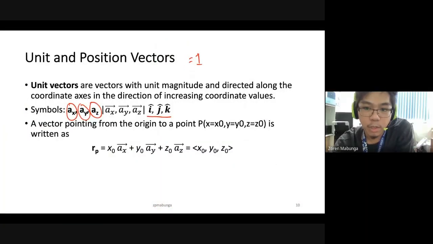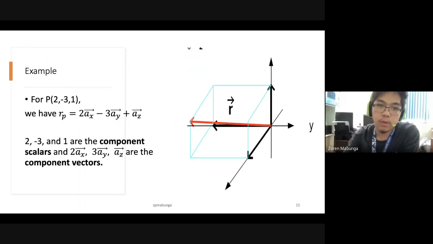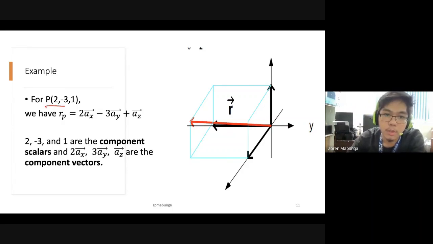Sige. So, ganun pagsulat ng vector, kailangan alam mo yung coordinates. Then, yun yung magiging coefficients nung a sub x, a sub y, and a sub z. Okay, halimbawa dito, for P na 2, negative 3, and 1, mag-given daw ng point. Point P, which ang coordinates niya is 2, negative 3, and positive 1. So, paano natin i-plot yan? Sa pagpa-plot ng 2, negative 3, and 1, kailangan mag-drawing ka muna ng katulad nito. So, this will be your z-axis. This is y. And then, dito yung x-axis.